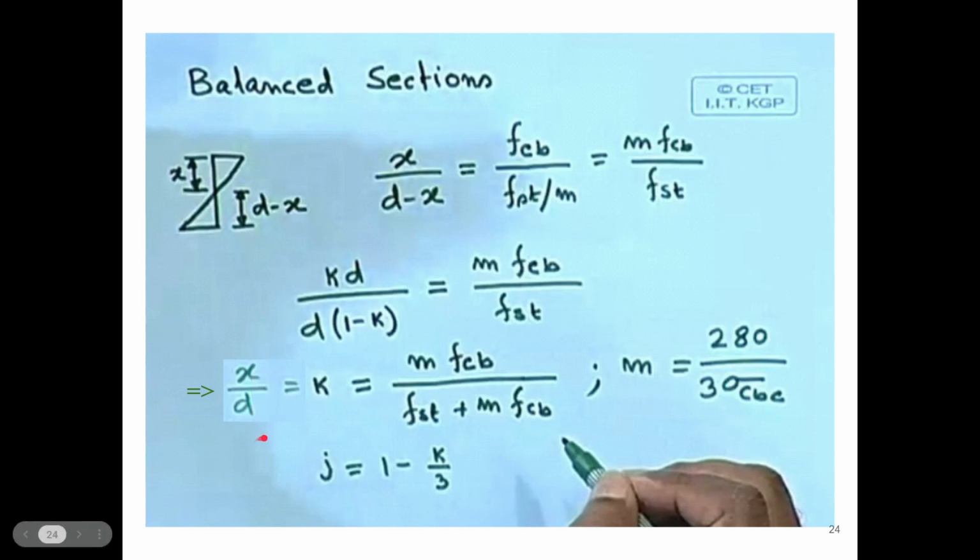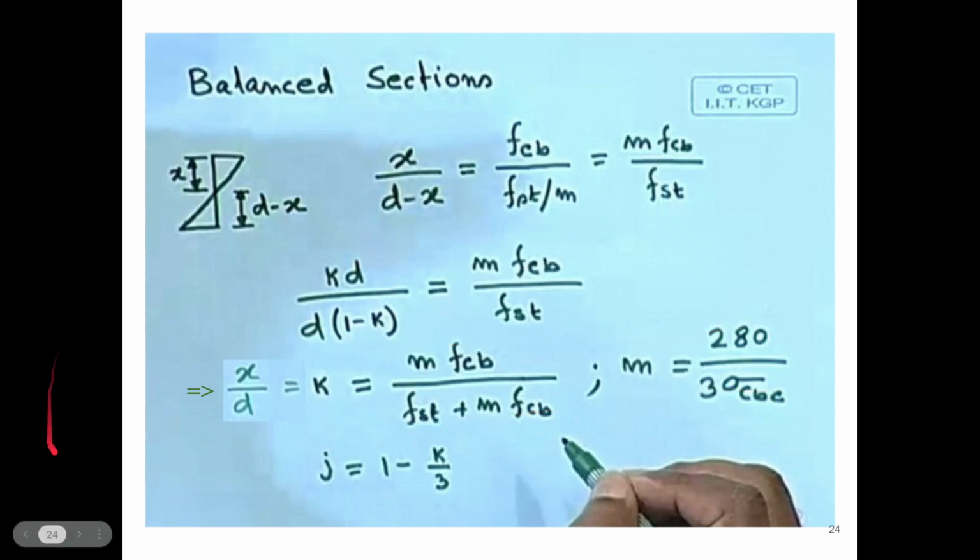So x by d is equal to k, and that is equal to m fcb by (fst plus m fcb). That is a relation basically. Solving this, we find that x by d equal to k equals m fcb by (fst plus m fcb), and here m is equal to 280 by 3 sigma cbc. That is the case for the balanced condition.